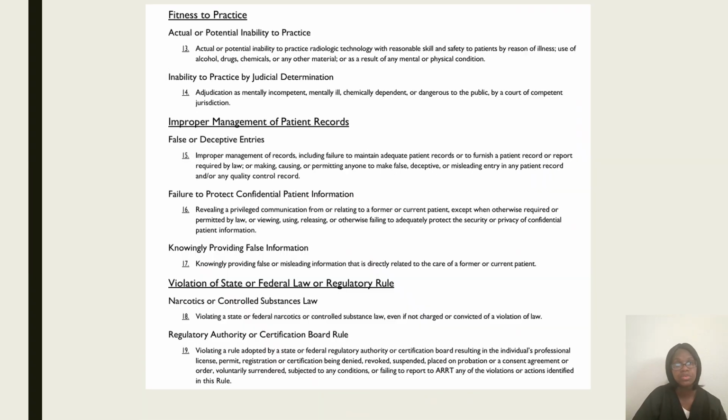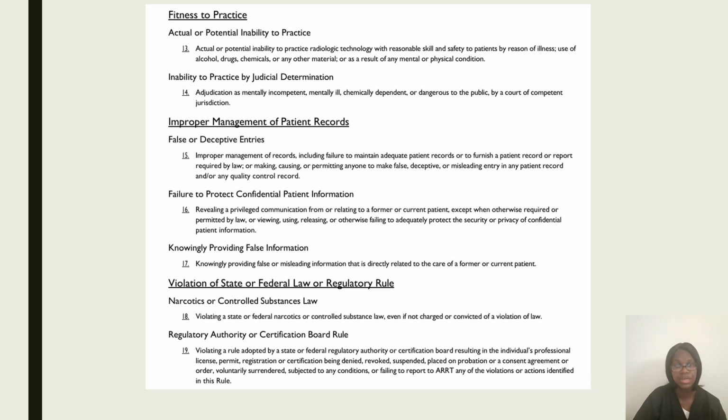Okay, so fitness to practice, actual or potential inability to practice. This is the actual or potential inability to practice radiologic technology with reasonable skill and safety to patients by reason of illness, use of alcohol, drugs, chemicals, or any other material that is preventing you from mentally or physically taking care of a patient. So like I was saying a few slides ago, do not be under the influence of drugs or alcohol or even Benadryl and be unable to perform your duties properly.